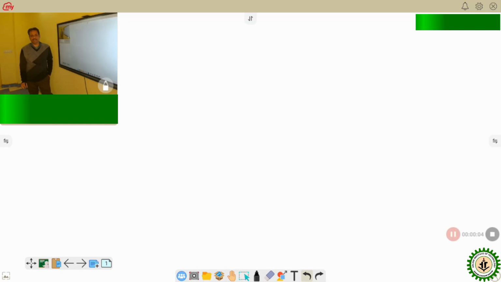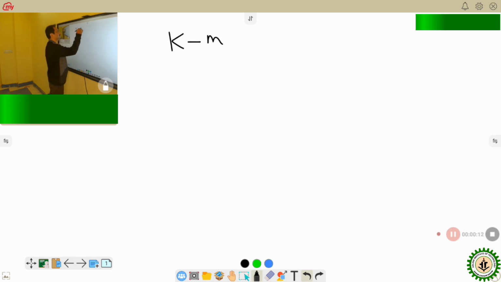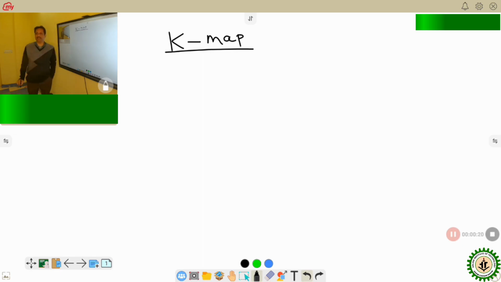Today I want to discuss a very important topic. So that is the K-map. This K-map is very important in the digital electronics subject.